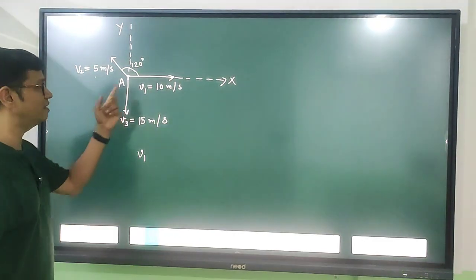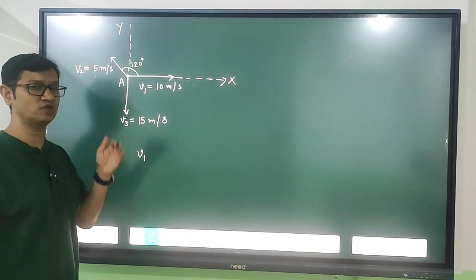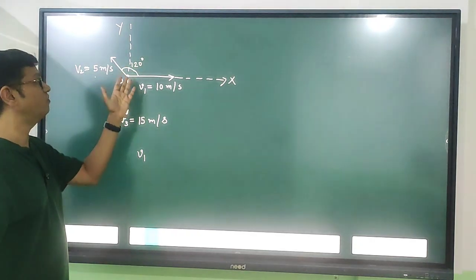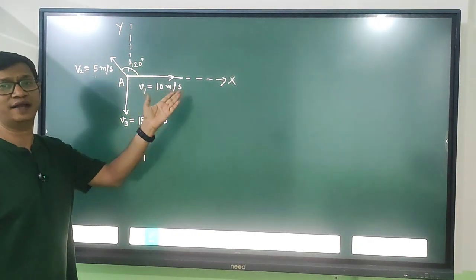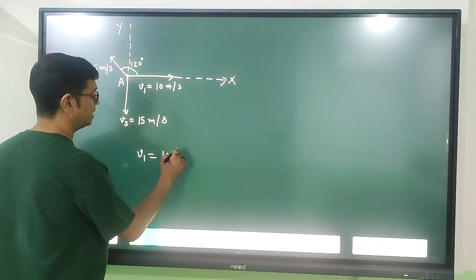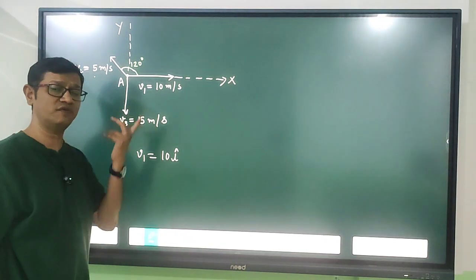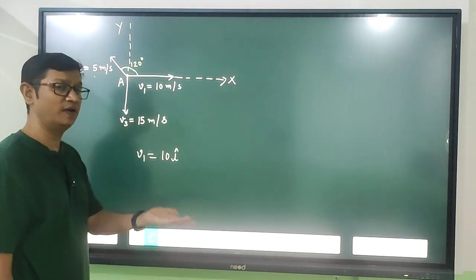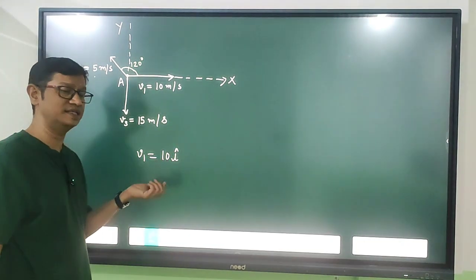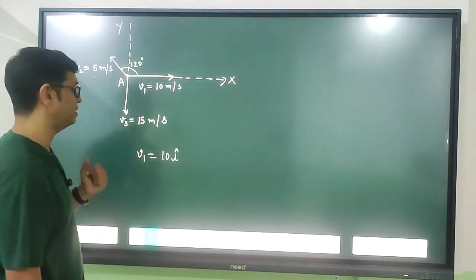So now you can see here the angle of v1 with x-axis is 0, because v1 is totally along x-axis. So there cannot be any component of v1 along y-axis, because it is totally aligned in x direction. So this can simply be written as 10 i cap, because it is along positive x-axis, right? In many cases one of the forces or velocities will be along either x-axis or y-axis. So for that it is very easy, we can simply use 10 i cap, right?